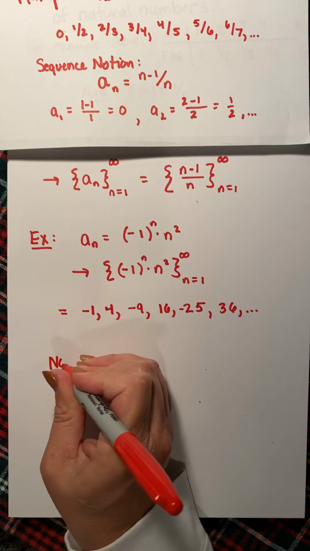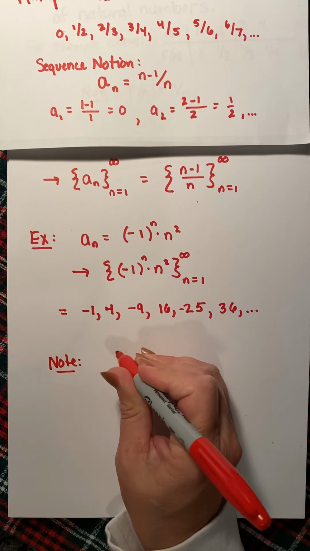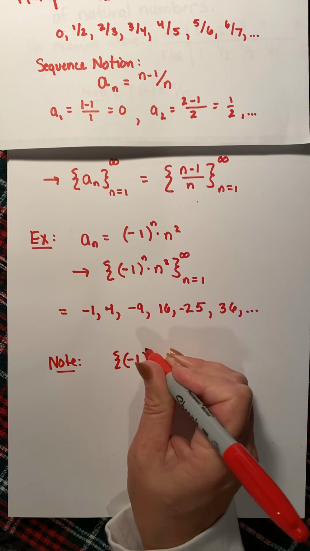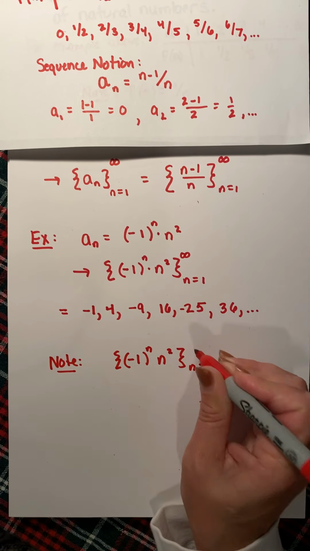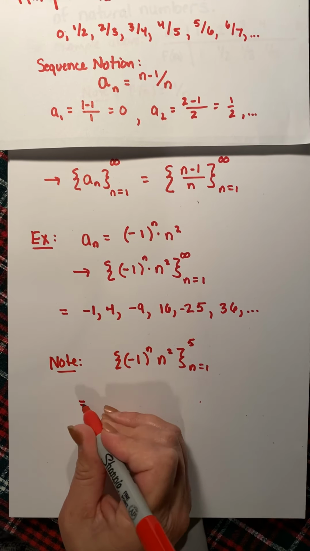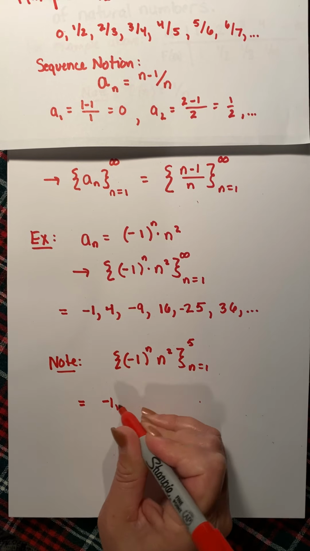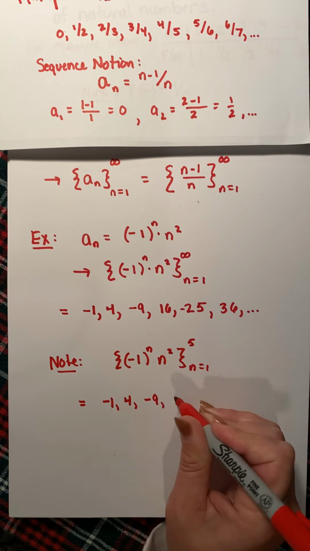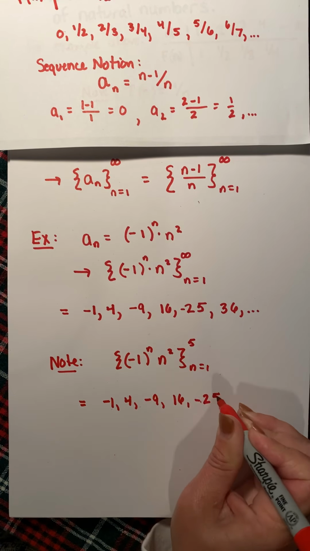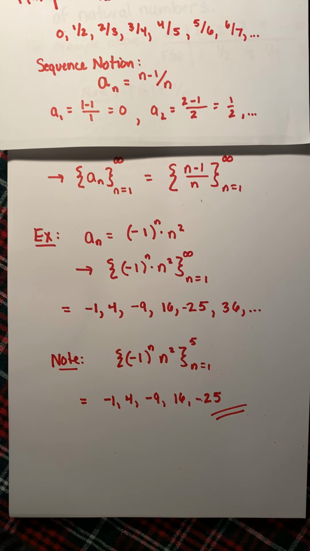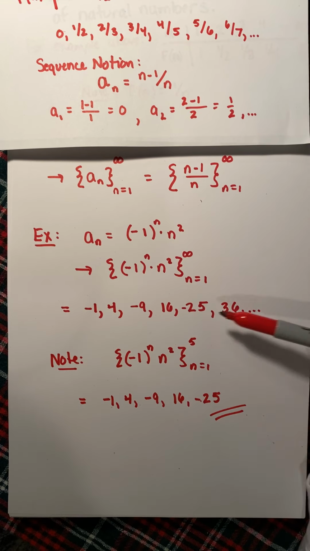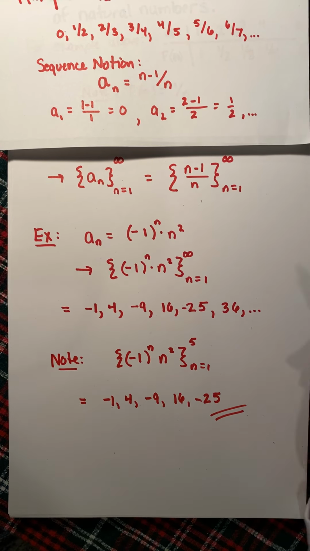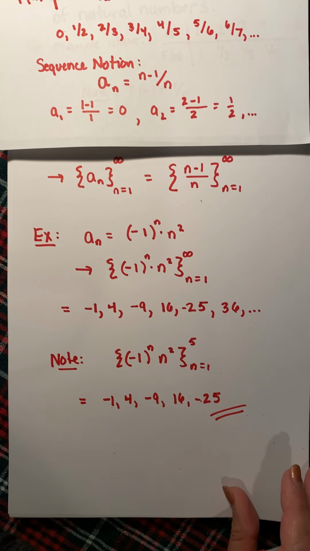Note, if I perhaps just said we wanted to look at the finite sequence, (-1)^n times n squared, n equals 1 to 5, for example, then this would just be -1, 4, -9, 16, -25, and we would stop there. So if this is a finite value here, you only write out up to that term. If it's infinity, obviously we can't write these numbers forever, so you would indicate that with the dot, dot, dot.